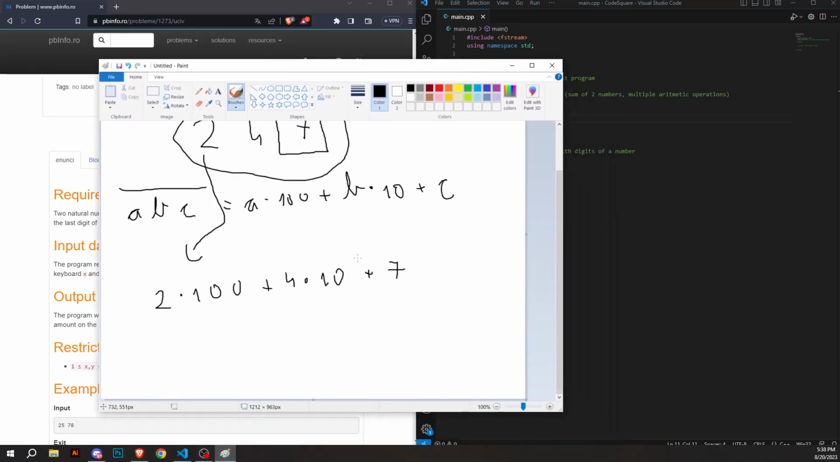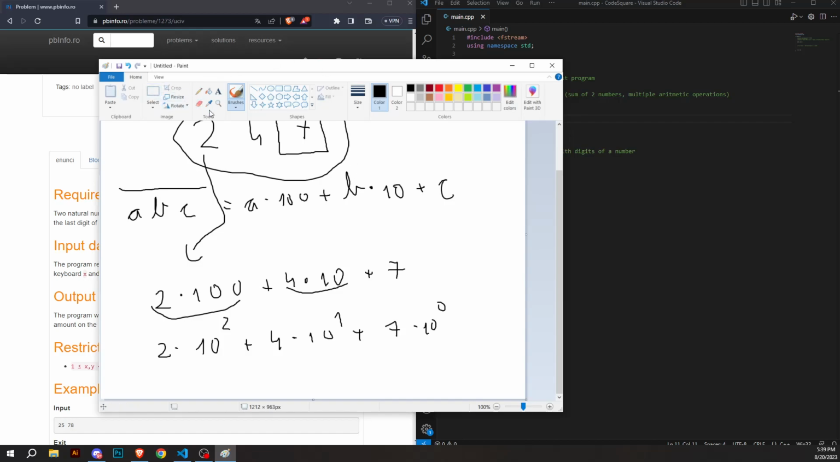The main trick here now is, what do all these terms have in common? Well, they are all multiples of 10. This 7 is also multiplied by 10 to the power of 0, which is actually 1. Okay, so that's why we didn't write anything. But these are 2 times 10 to the power of 2 plus 4 times 10 to the power of 1 plus, of course, 7 times 10 to the power of 0.